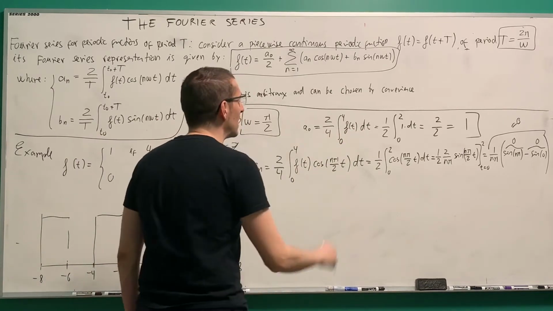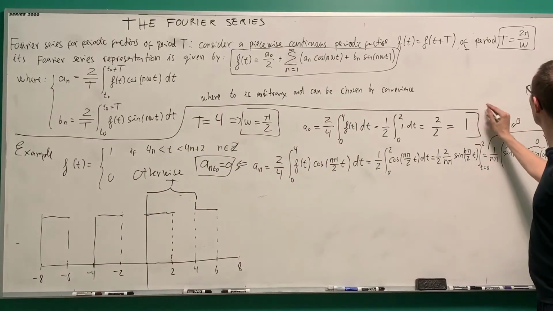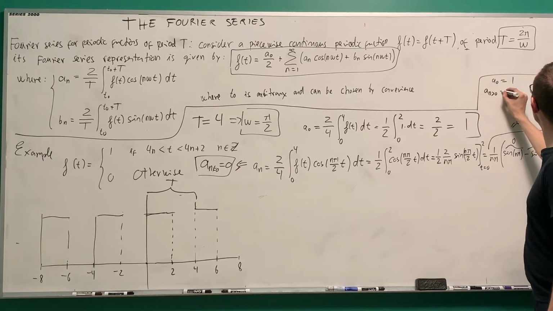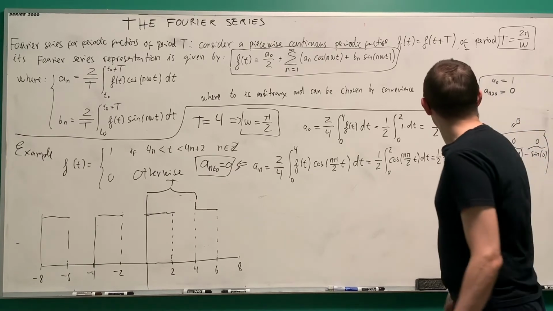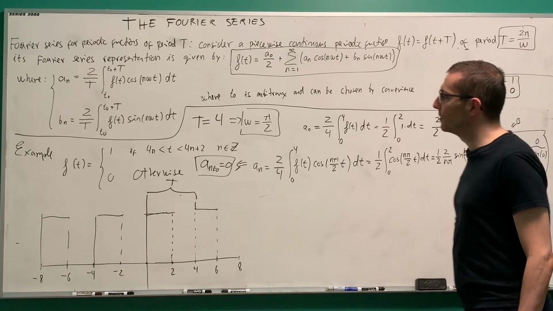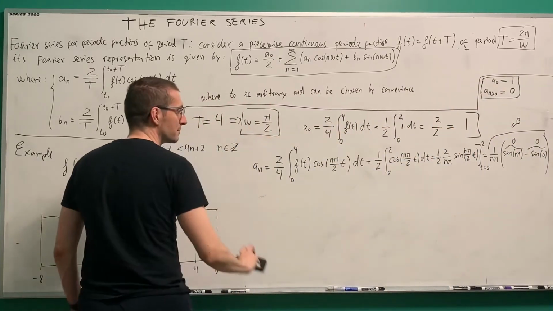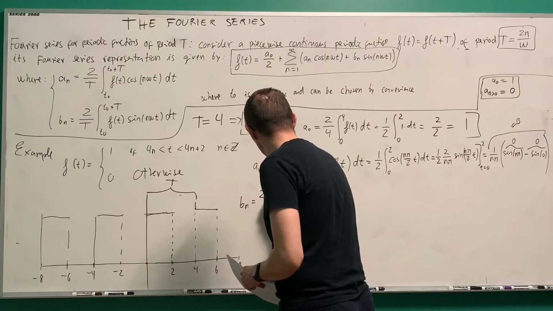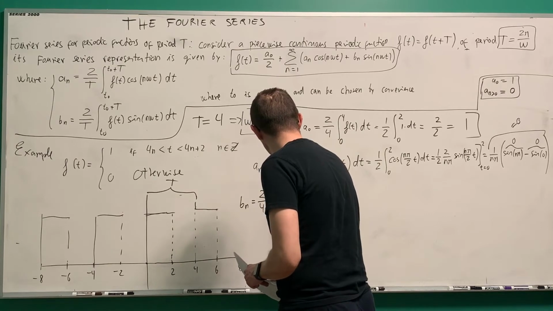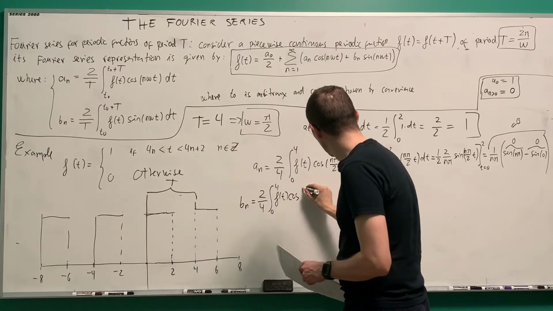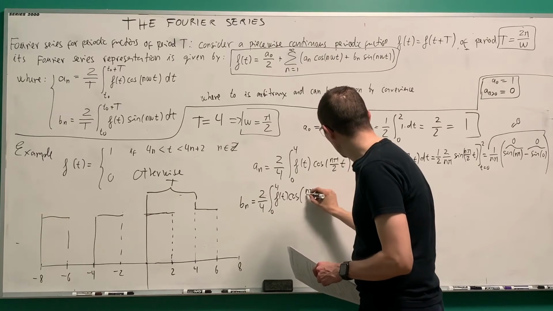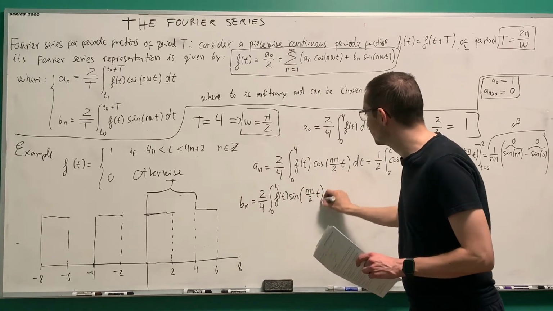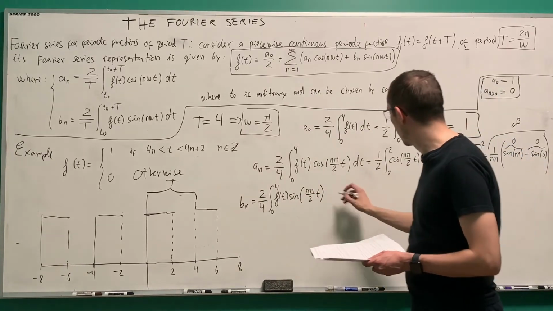A0 is 1. I'll collect it here. A0 is 1. An larger than 0 is equal to 0. So I have these 2 coefficients here for the a's. Let's compute the b's. All right. Now the b's. Bn is equal to 2 over 4 times the integral from 0 to 4 of f of t times sine n pi divided by 2 t dt.